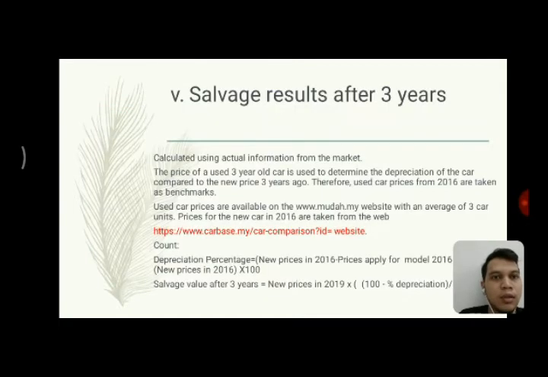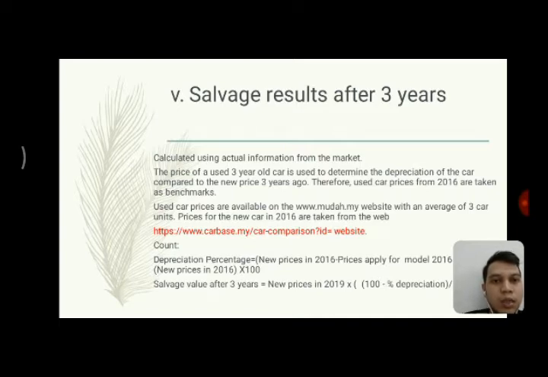Okay, for the salvage value after 3 years, we calculate using actual information from the market. The price of a used car is used to determine the depreciation of the car compared to the new price 3 years ago. Therefore, used car prices from 2016 are taken as benchmarks. Used car prices are available on the www.mudah.my website, with an average of 3 car units. The price for the new car in 2016 is taken from the web, Carbase.